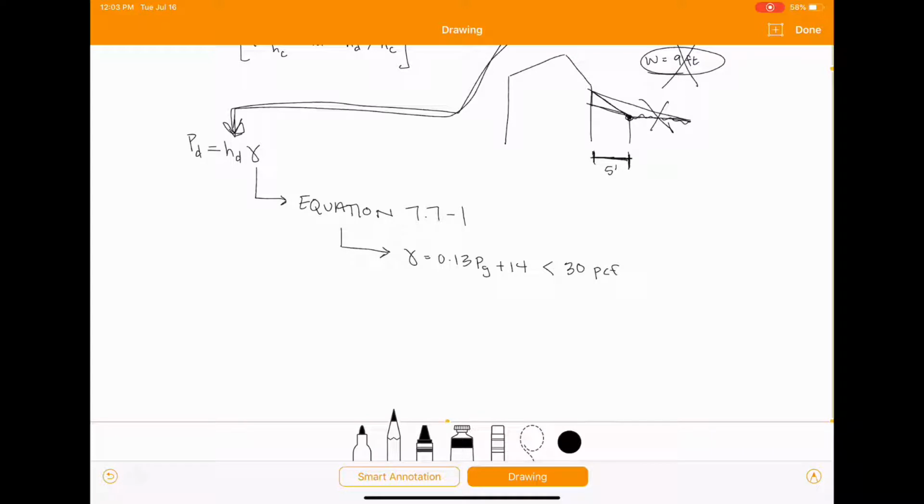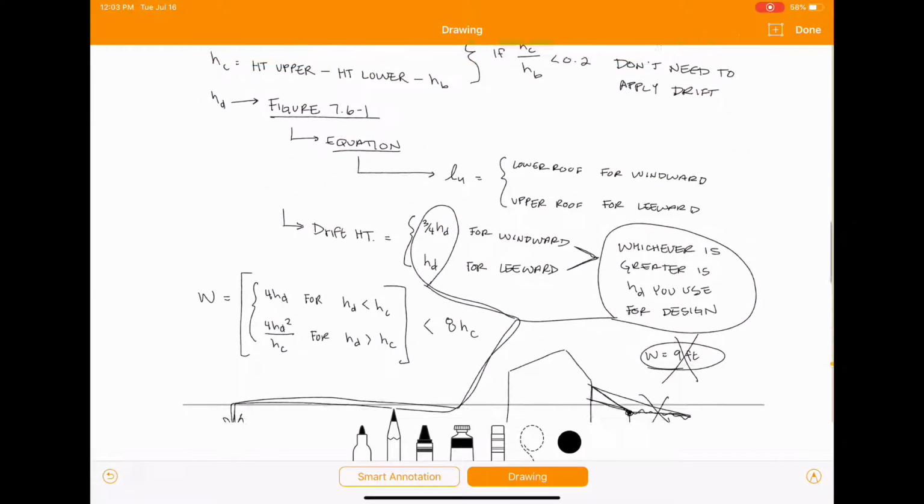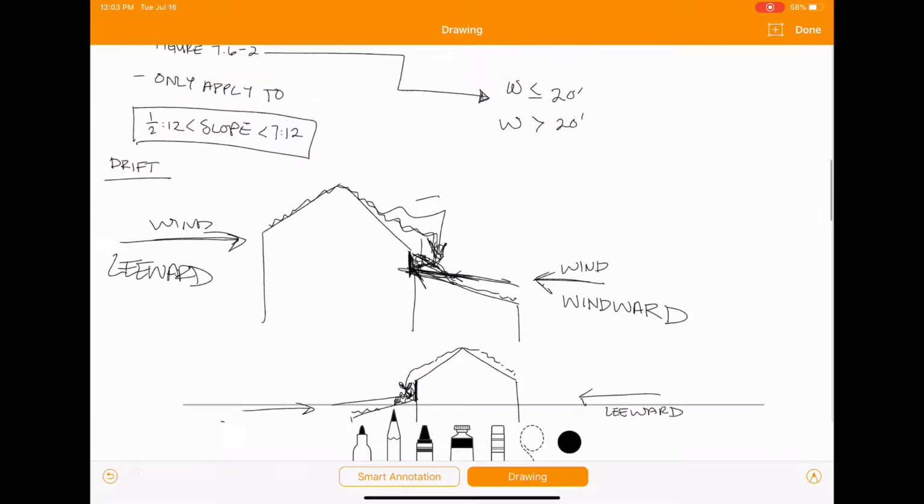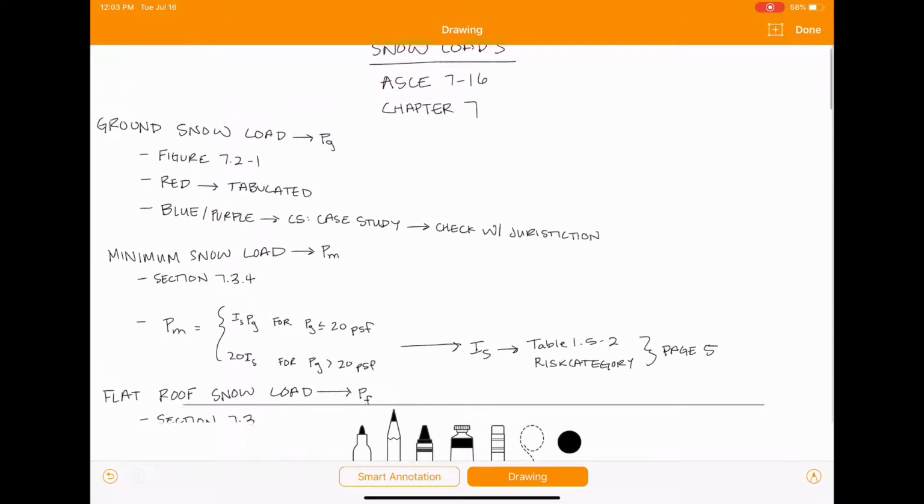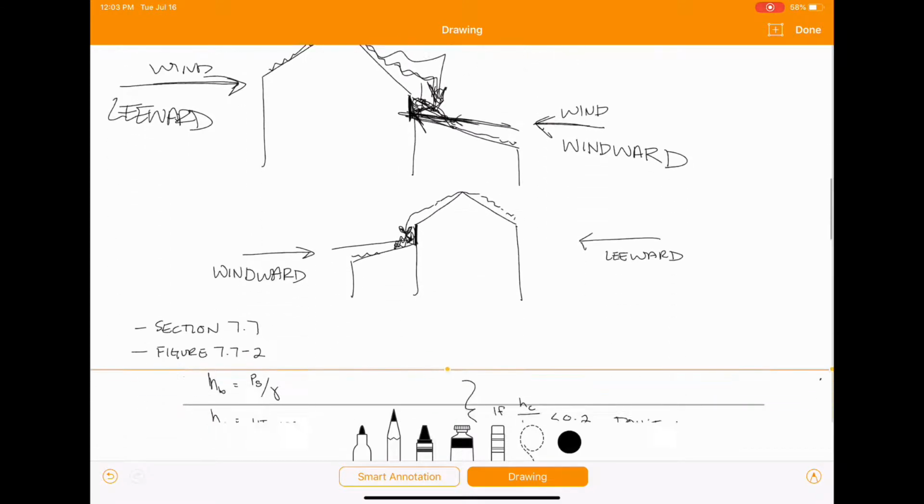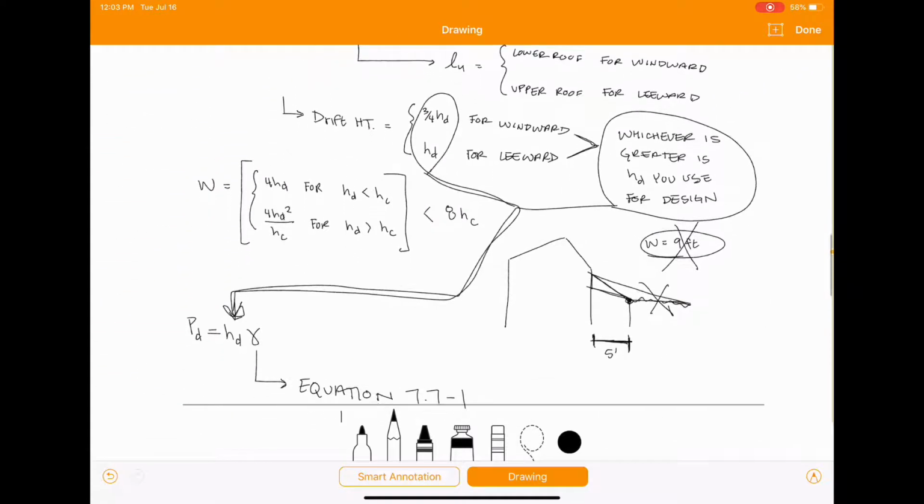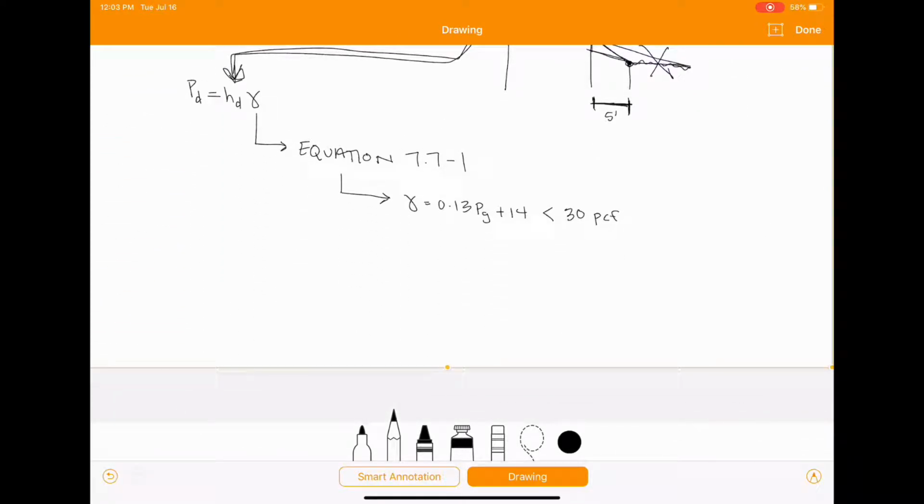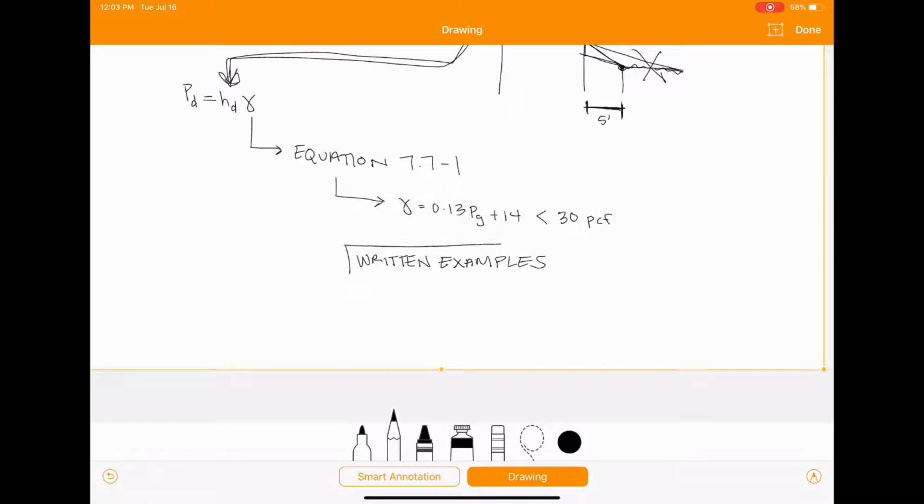And that pretty much does it as far as generally going over how to calculate your snow loads, your unbalanced snow loads, and your drift snow loads. We do have full examples of how to calculate all of this in our written examples, and those are pretty straightforward and easy to follow. Again, you just find those in our written examples.